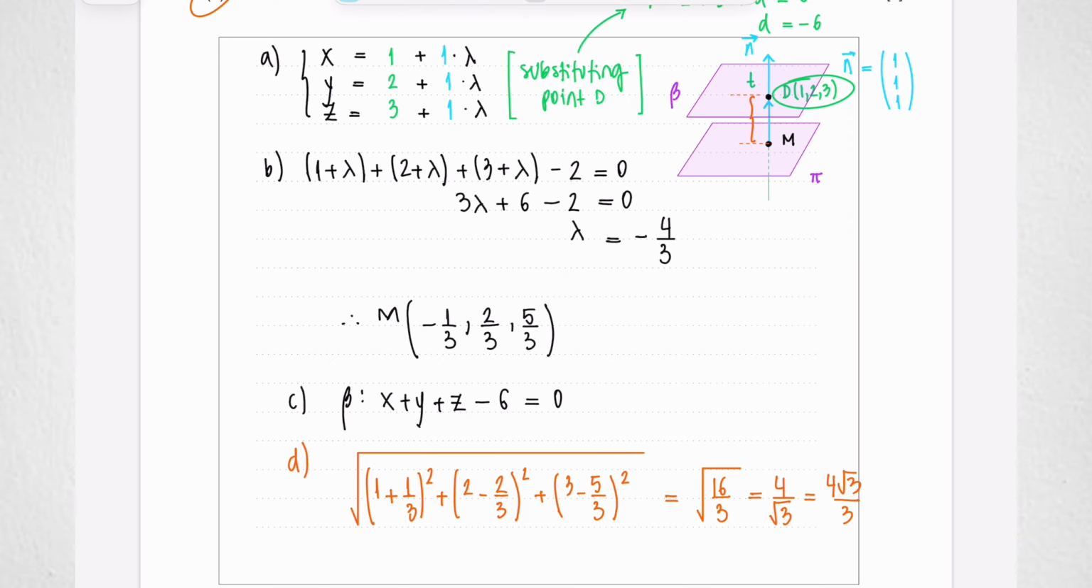So again, not a very complex exercise, but one that asks you to do a few things related to vectors and lines and planes. But we will tackle a harder example tomorrow. Now let's move to the next exercise.